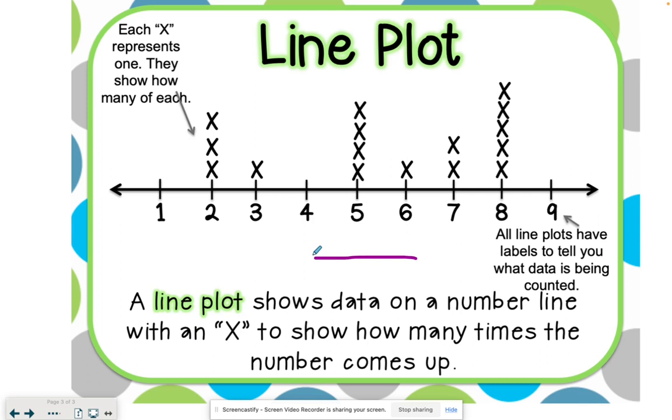We can utilize this plot to get some quick data information, like which one has the most, what has the least. We can also use it to find differences. How many more people had 8 pairs of shoes than 3 pairs of shoes? And we can use those X's to come up with our difference amounts.